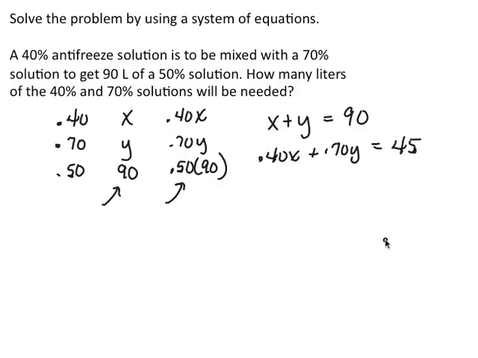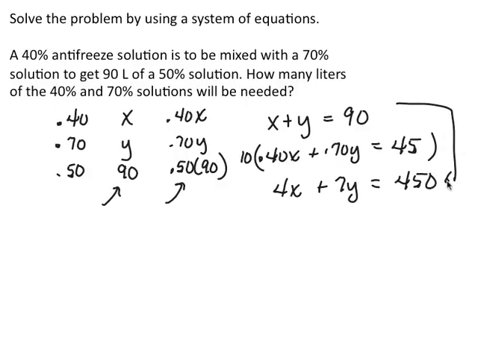Now I'm going to solve these two equations with elimination, but I'm going to first get rid of my decimals here. So I'm going to multiply this equation by 10, and that will give me 4x plus 7y equals 450. Now I'm going to use these two equations with elimination, and I'm going to choose to eliminate my x's first. So I'm going to multiply this equation by -4, and I'm going to write that resulting equation down here. So I get -4x, -4y equals -360.